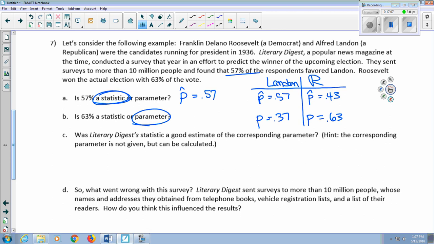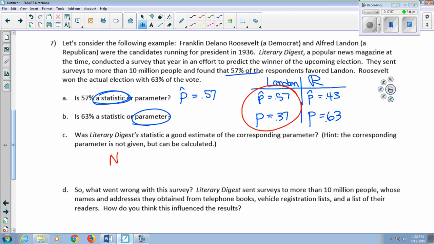I'm missing a hat. Oh no, I did that wrong. Wait a second, let me rewrite this. Sorry about that. So what did I say? The parameter was that 63% voted for Roosevelt and 37% voted for Landon. I circled the wrong thing, that's why I got confused. So, is this p hat, 0.57, close to the actual parameter? And the answer was no.